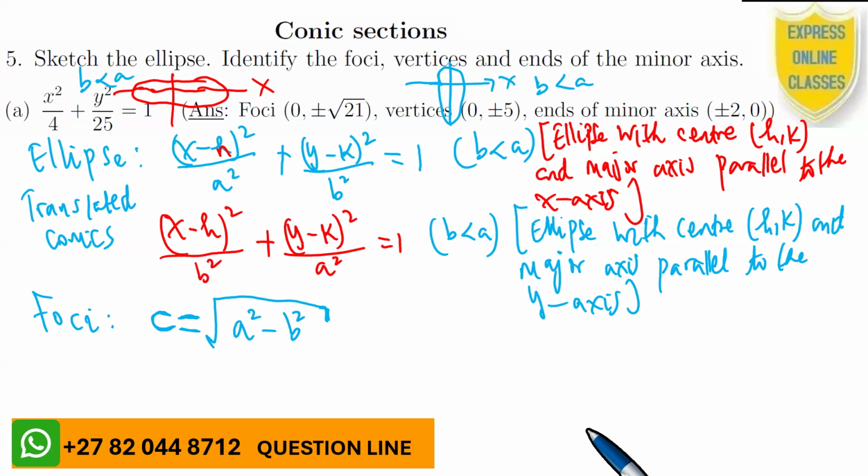This is the formula for the foci because A is always bigger. A is always the biggest one. So you say the biggest one minus the smallest one, so it's A squared minus B squared. So we have exactly that there.